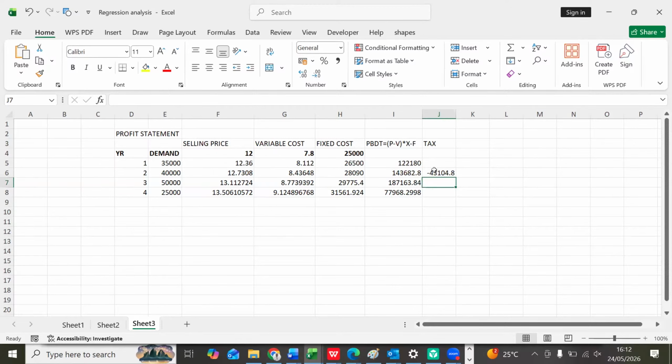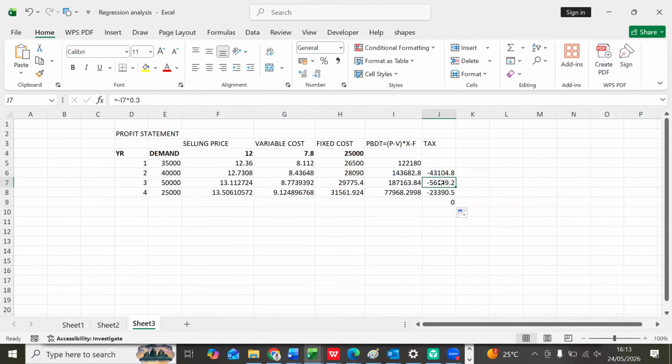We are told that this tax will be paid 1 year in arrears.